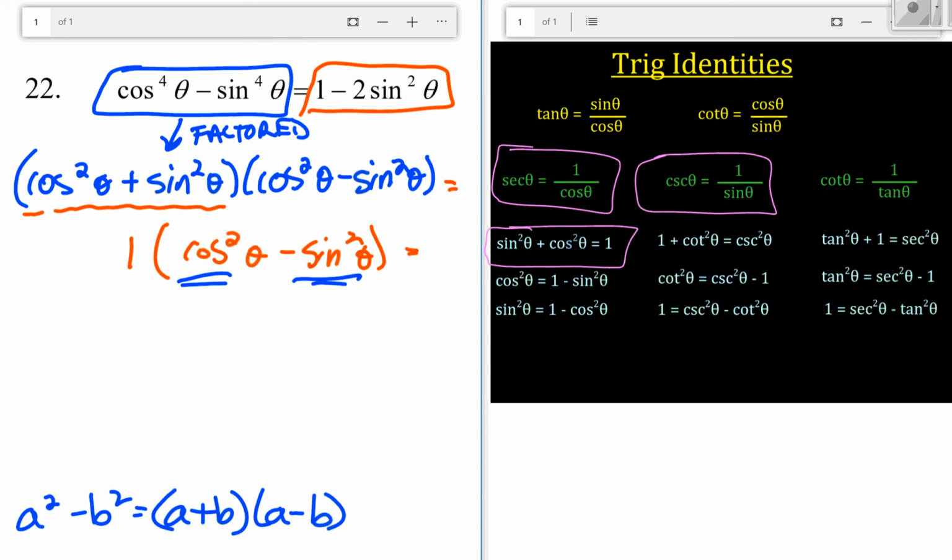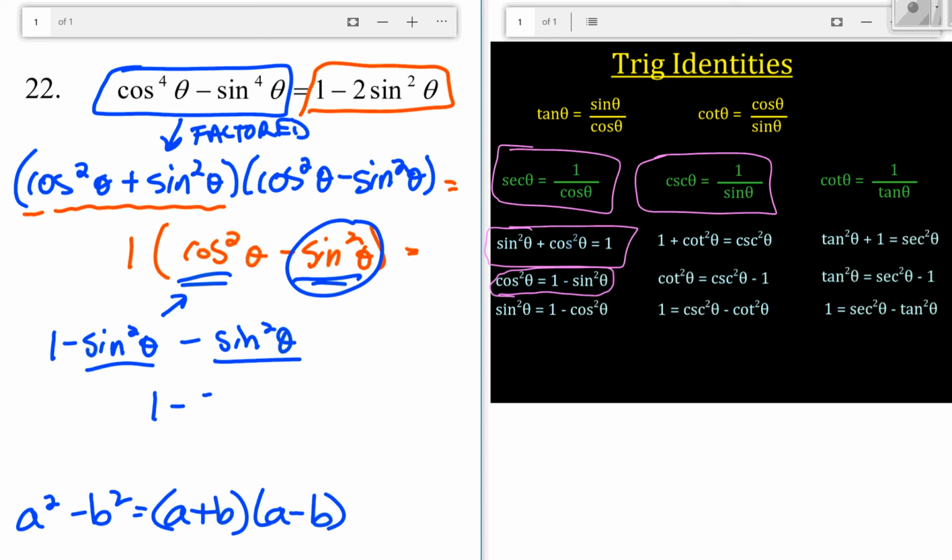So what I can do is say that cosine squared theta is 1 minus sine squared theta. So I'm going to replace cosine squared with 1 minus sine squared theta, and then I'm going to leave the other one alone, minus sine squared theta. And then I can combine these like terms, and I've got 1 minus 2 sine squared theta. And that's exactly what we're looking for. All right, so those are those 6 problems. Hopefully that helps us out a little bit.